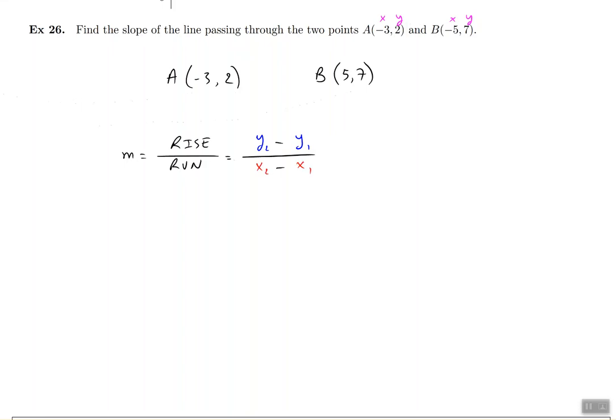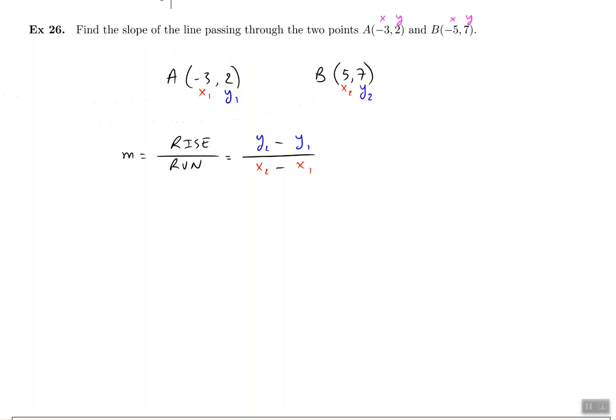In my case, I'm going to call A x1, y1. Why is that? Well, because I saw it first, and since I'm calling the -3 x1, I have to choose the same label for the 2, but remember 2 is the y, so I should call it y1. And similarly, the -5 on B would be the x2, whereas the 7 would be the y2.